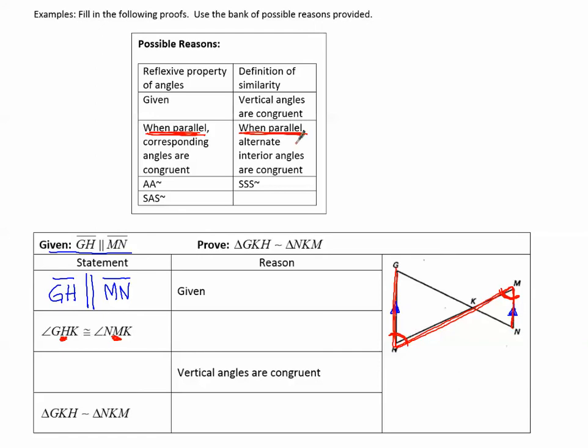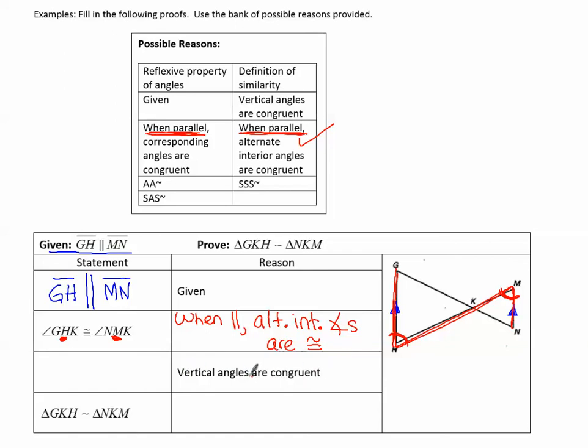Therefore, I'm going to use the alternate interior reason. So I'm going to use symbols to abbreviate. When parallel, alternate interior angles are congruent.